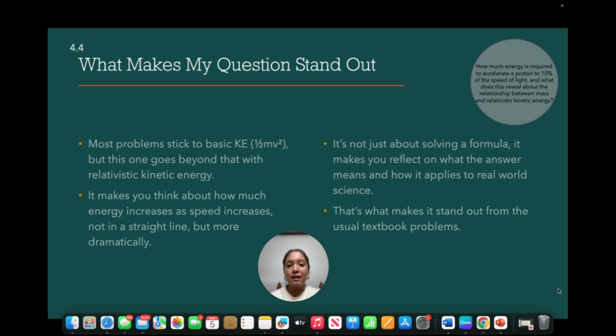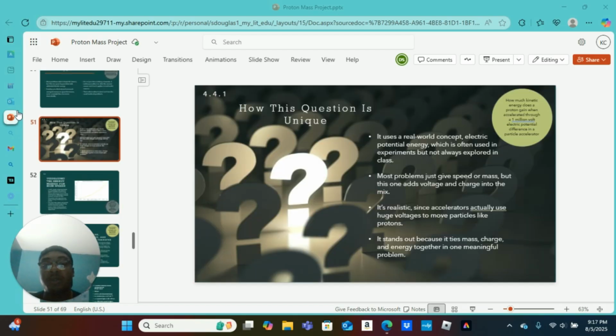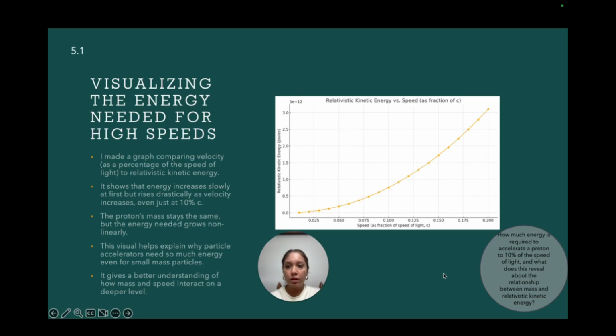And that's what makes it stand out from the usual textbook problems. This question uses a real-world concept, electric potential energy, which is often used in experiments but not always explored in class. Most problems just give speed or mass, but this one adds voltage and charge into the mix. It's realistic since accelerators use huge voltages to move particles like protons. It stands out because it ties mass, charge, and energy together in one meaningful problem.